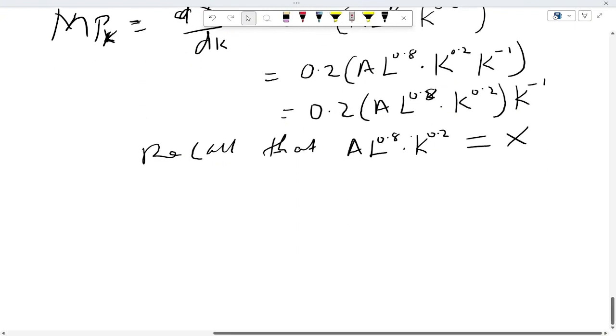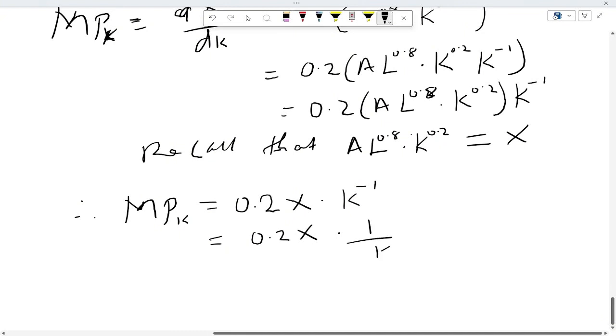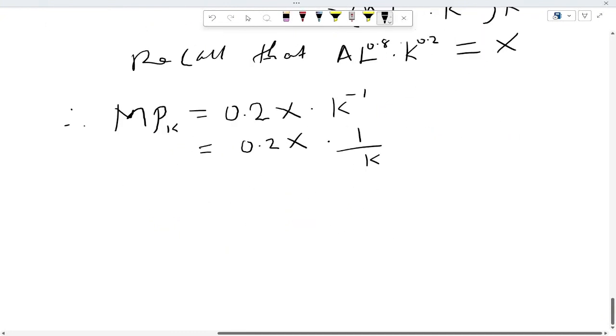So in that case, your MPK is equal to 0.2x multiplied by K raised to power minus 1, which is the same thing as 0.2x multiplied by 1 all over K. You have 0.2x all over K.